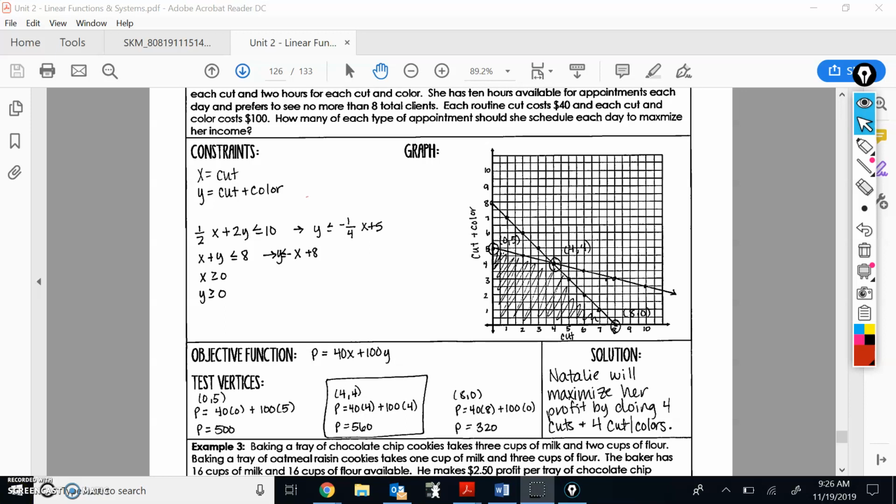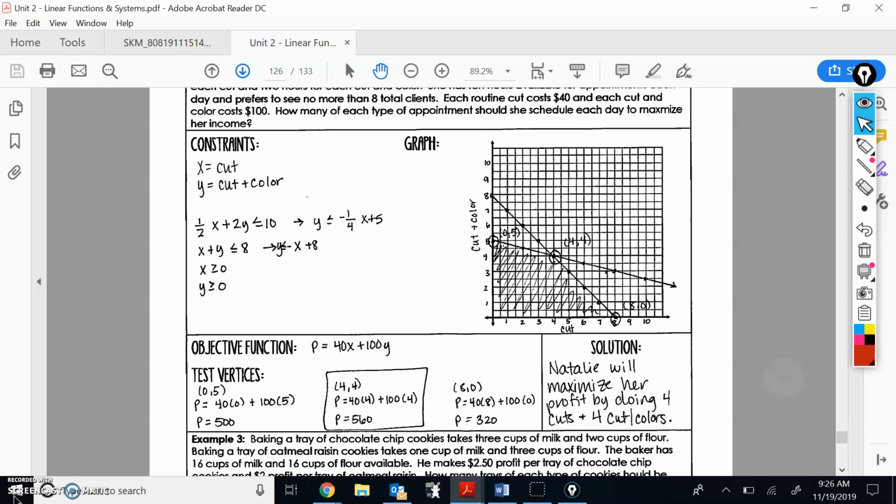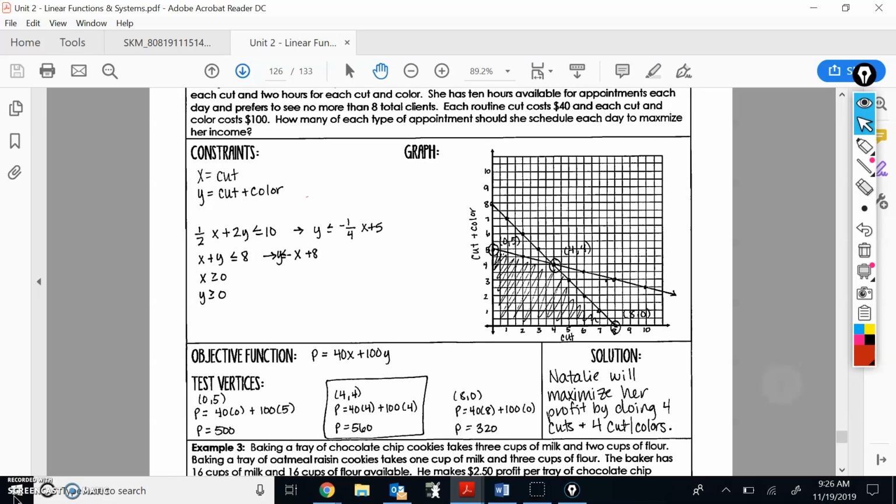Here are the answers. Pause the video, check your work, make sure you have your variables defined, make sure you have your constraints correct, shaded correctly, your objective function in terms of income or profit was fine, and you tested the correct vertices.